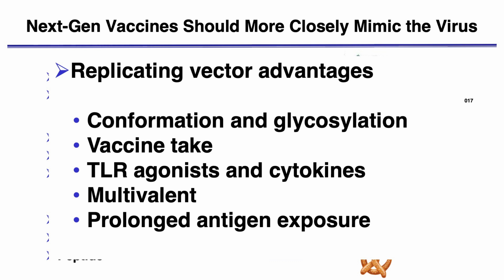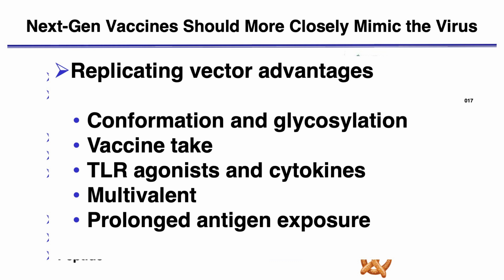They were not conformationally correct. They were not high valency. And so using a live virus puts us at this end of the immunogenicity scale. Live attenuated, of course, is not a possibility for HIV, but we can use replicating viral vectors to try and induce immunity. And these have important advantages with regard to conformation, host glycosylation, vaccine take, TLR agonists that are multivalent, and you get very prolonged antigen exposure.